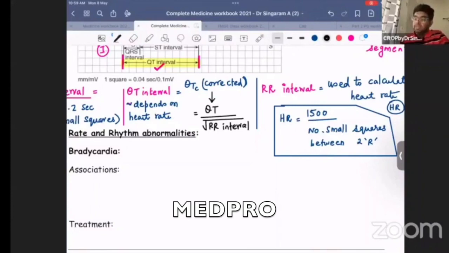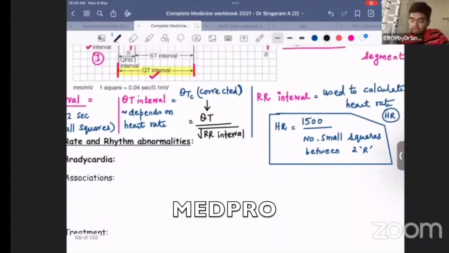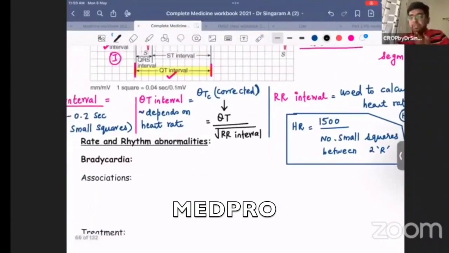Okay. And any idea how much is roughly the QT value? What is the normal QT interval? Roughly around 0.4 seconds. It is roughly around 0.4 seconds. So these are some of the important numbers which you should remember. I hope you are able to follow this.